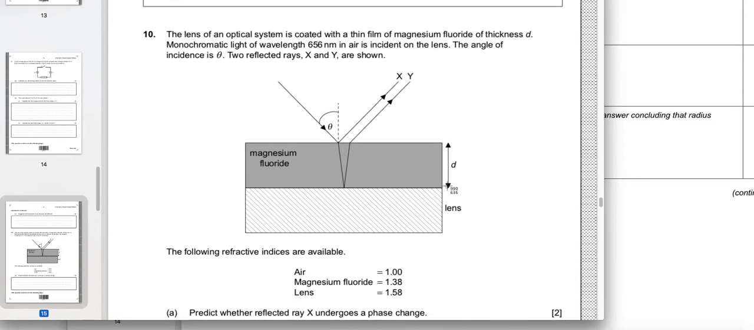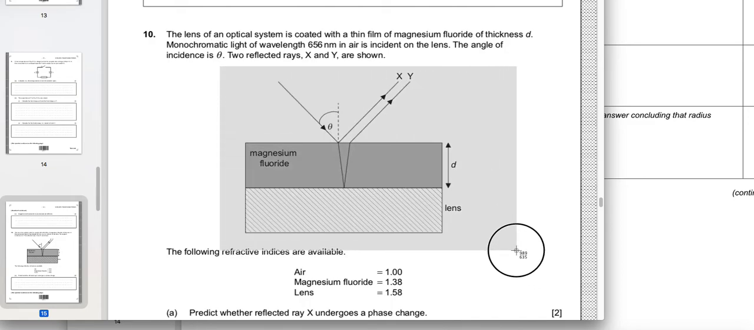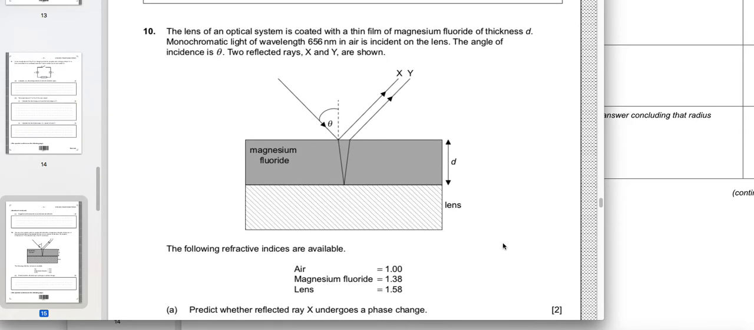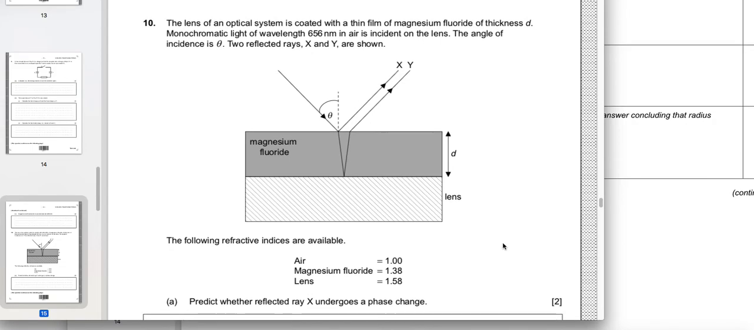Okay, exercise number 10, your favorite topic, yes? We have a lens which is coated with a thin film of magnesium fluoride of thickness d. The wavelength is given, 636 nanometers. The angle of incidence is theta. Two reflected rays are shown. We know some data and predict whether a reflected ray undergoes a phase change.